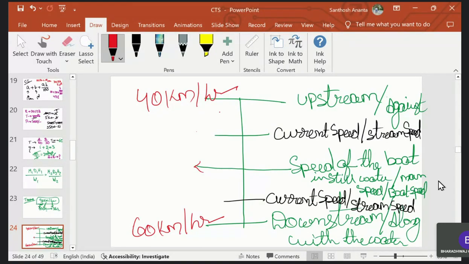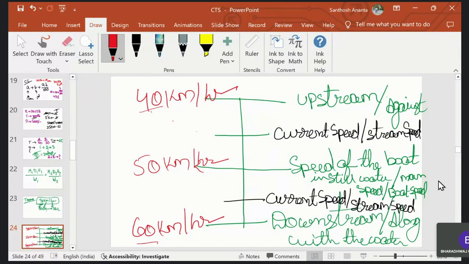Upstream is 40 km per hour, and downstream is 60 km per hour. Now we have to find the speed of the boat in still water. It is exactly in between of these two. Between 40 and 60, the middle value is 50. So the speed of the boat in still water is 50 km per hour.